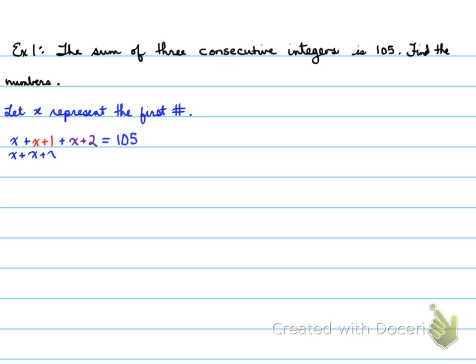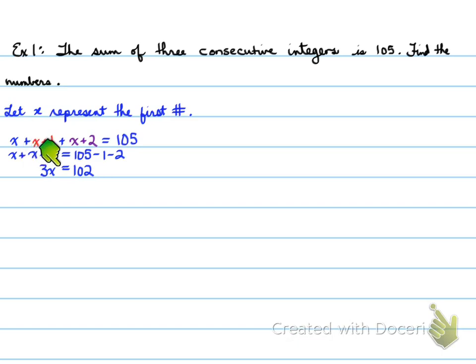So we collect like terms. That is, we put all the x's on one side and then we put the numbers on the other. So we have 105 and we have to subtract 1 and we have to subtract 2. So we're taking 105, subtract 1, subtract 2, and we get x plus x plus x, which is 3x. And then 105 minus 1 minus 2 is 102.